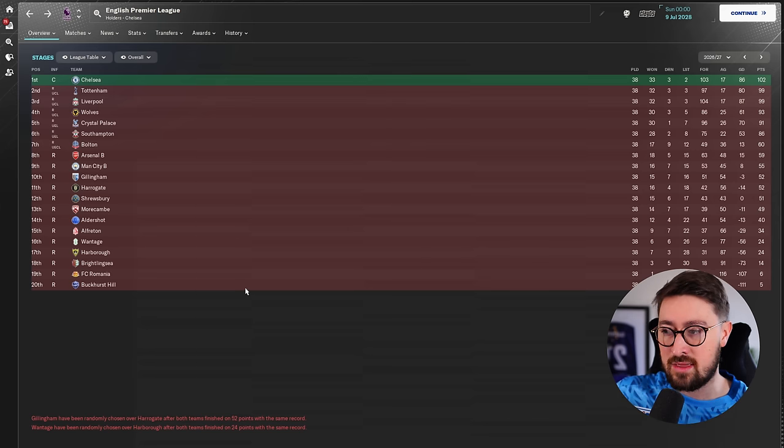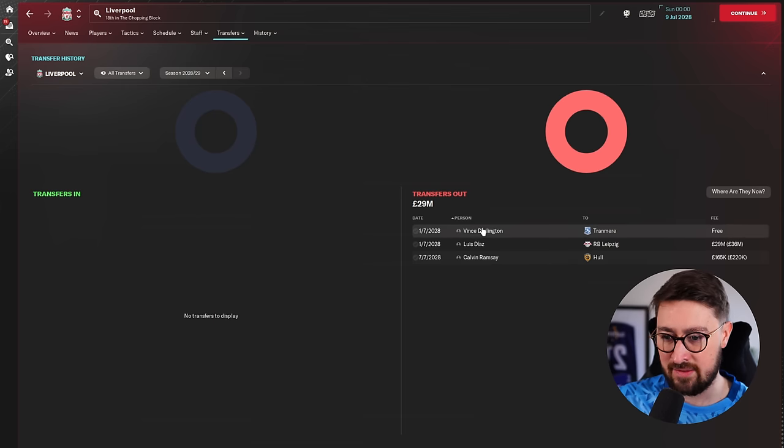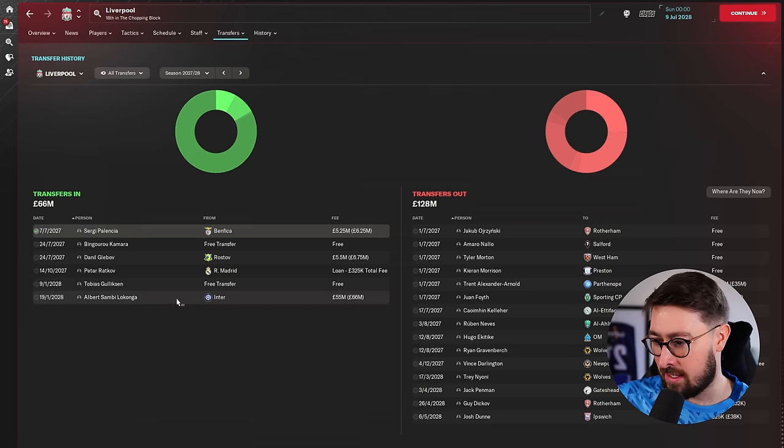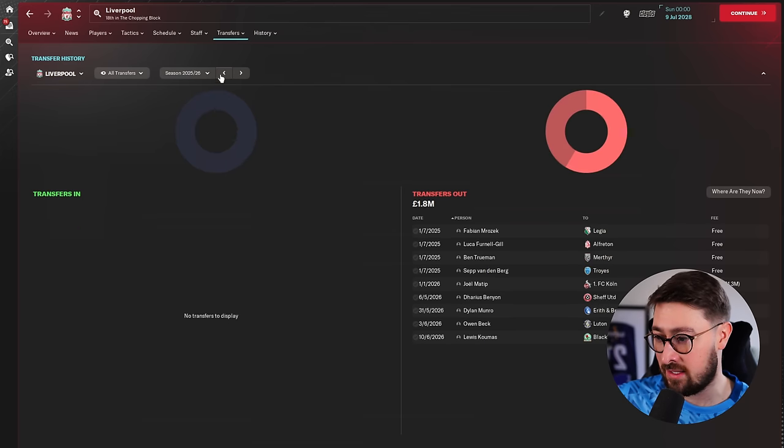Maybe because there was nowhere to go in England, and they didn't buy them. Can we see their transfer history? I don't think we can. They've sold a couple here. They've sold Diaz to Leipzig. Did they sign anyone? Yeah, they signed a few, like Bingaru Kamara on a free. I thought that was Boubacar Kamara. It's not. Lokonga from Inter Milan, former Arsenal player there. Ratkov from Real Madrid. They are signing some. Ruben Neves came in on a free from Saudi as well.